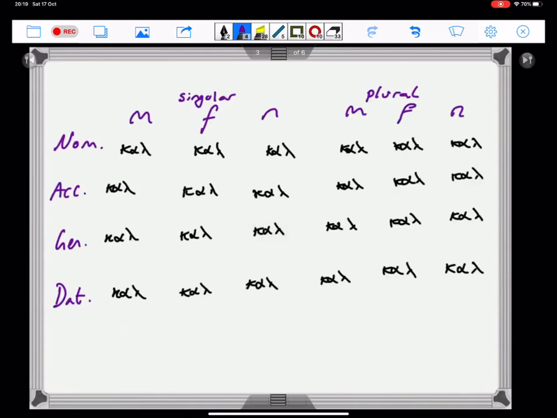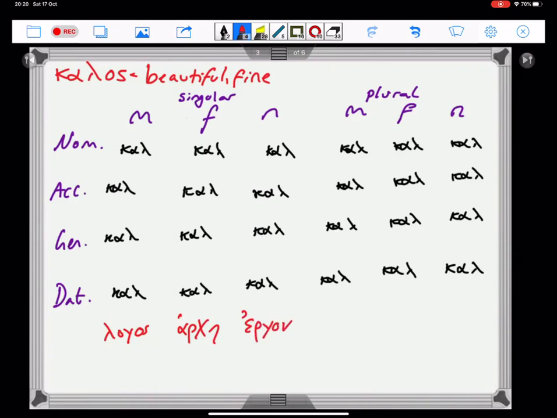First of all, the endings. I'm using the adjective kalos, partly because it's short and has a nice clear stem with a lambda in it. This means beautiful or fine. If you're okay with the article, or with words like logos, arche, and ergon, then the nouns are going to provide your pattern and the adjective endings should hold no terror.